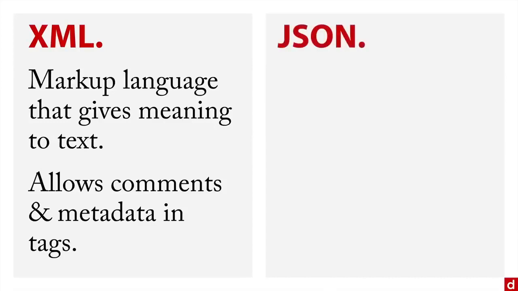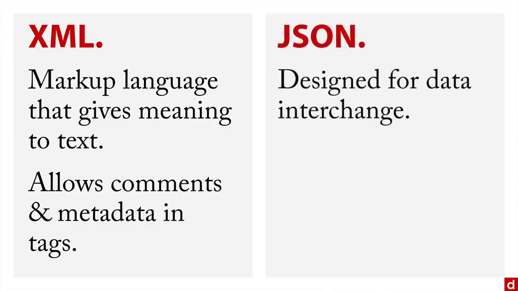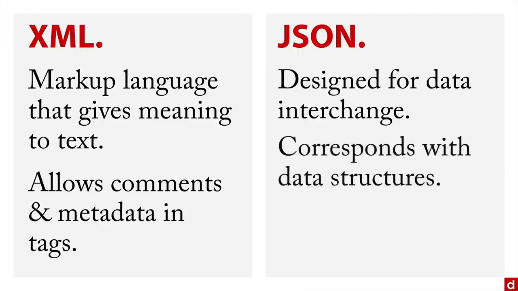JSON, on the other hand, is specifically designed for data interchange. And so it's got that special focus. And the structure of JSON corresponds with data structures. It directly represents objects and arrays and numbers and strings and booleans. And that works really well with the programs that you use to analyze data.